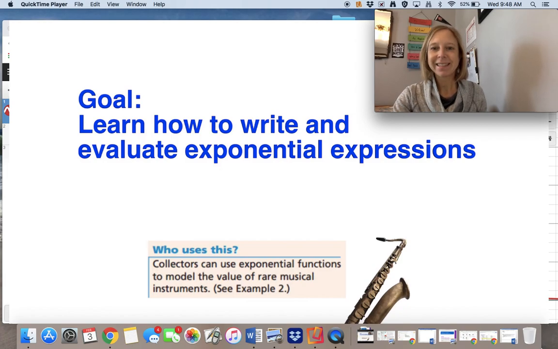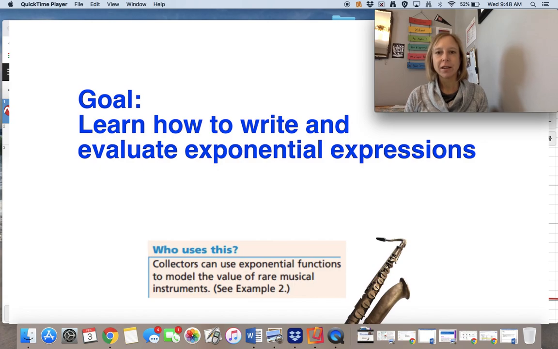Algebra 2 students, this week we're going to learn about exponential functions, exponential growth and decay. So very relevant when we are in the time of a pandemic.